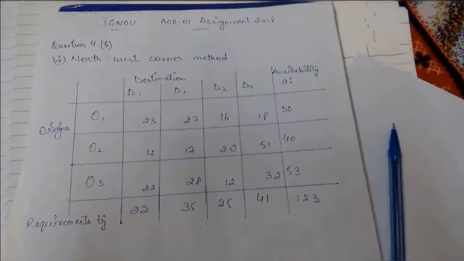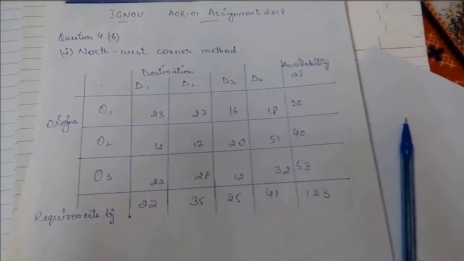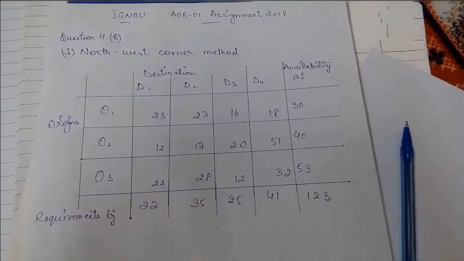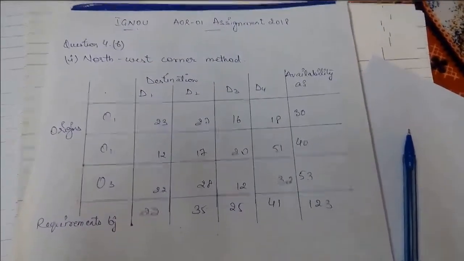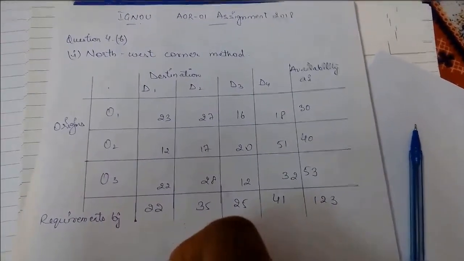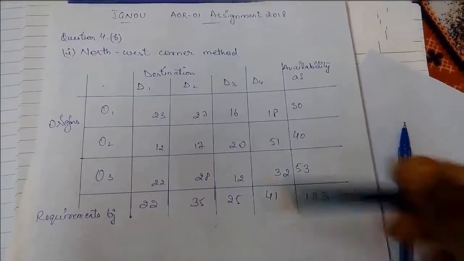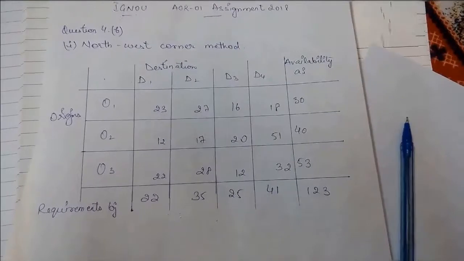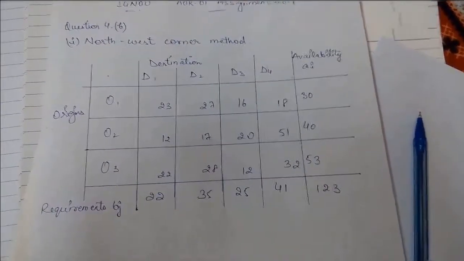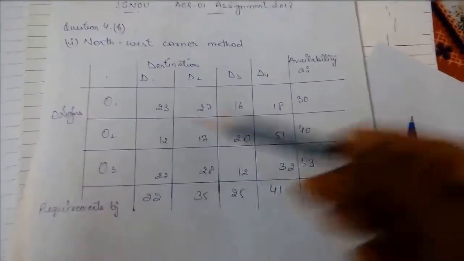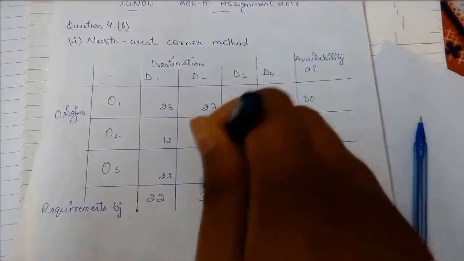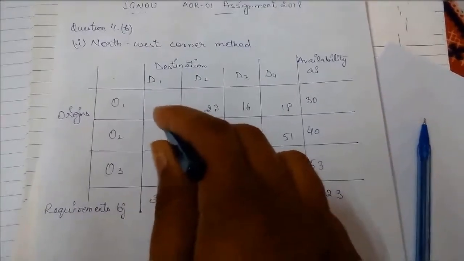This question is from the assignment of AOR, that is Operation Research, which is a subject from IGNOU. This is the fourth question, B part, which has to be solved by two methods. So we'll do the first one, north corner method. In this you have to allocate the minimum resource in the northwest corner. So in this table, the northwest corner is this one.